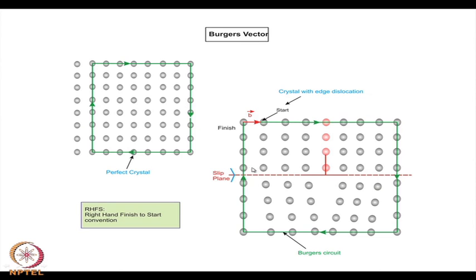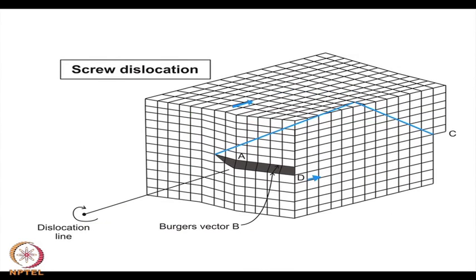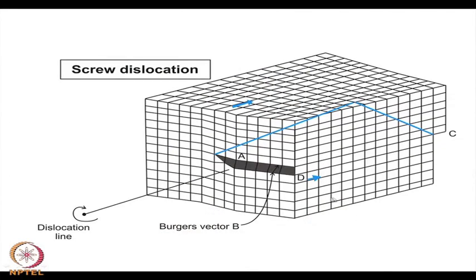The first one, what we have discussed so far, is called the edge dislocation. It forms an edge along the slip plane, on the slip plane. Whereas there is another variety, which also forms a deformation of a similar nature, but the mechanism is slightly different. The mechanism is shown here in this picture.